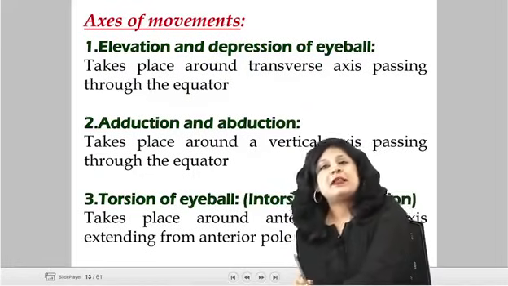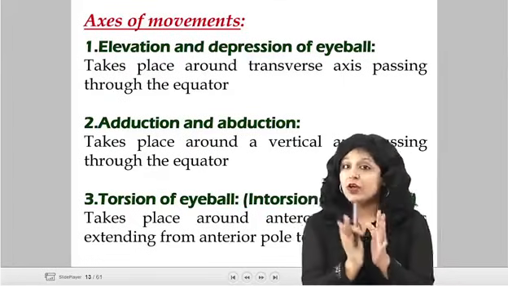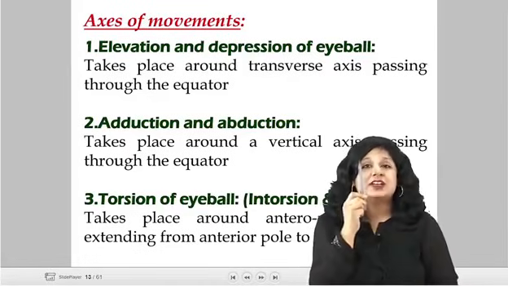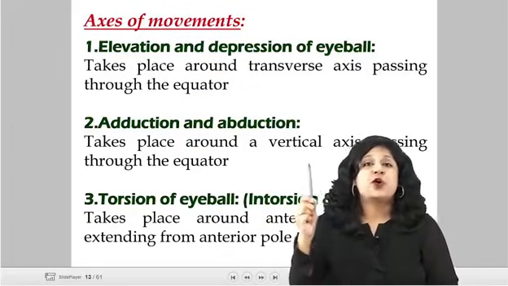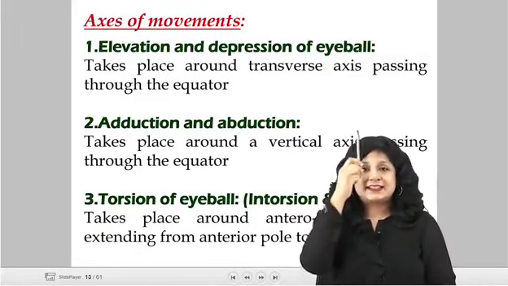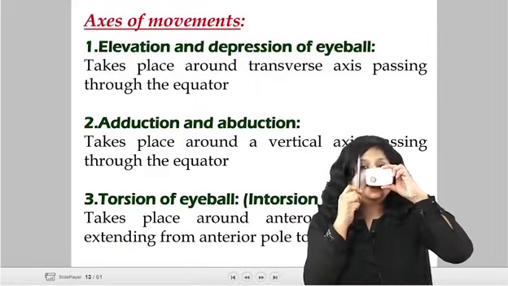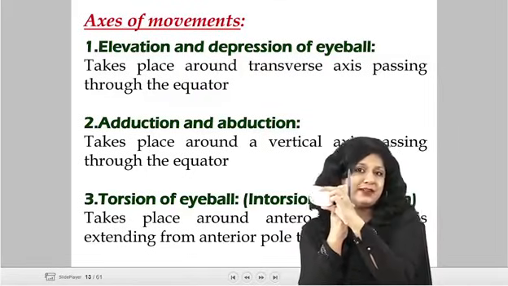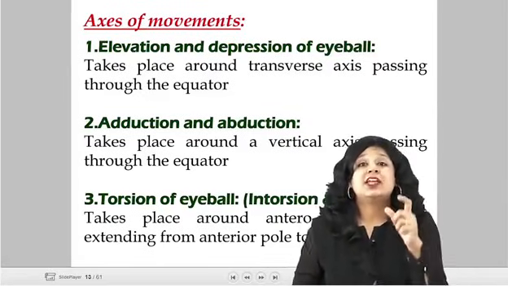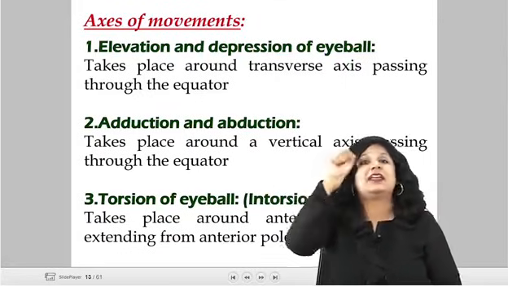Now sometimes people get confused between intorsion, extorsion and adduction, abduction. Now again listen, this is very, very important. See, adduction, abduction is in the horizontal plane around the vertical axis. If the eye is going medially, it is adduction. If it is going laterally, abduction. But intorsion and extorsion are taking place in the antero-posterior axis. So the eye is rotating inward or the eye is rotating outward.